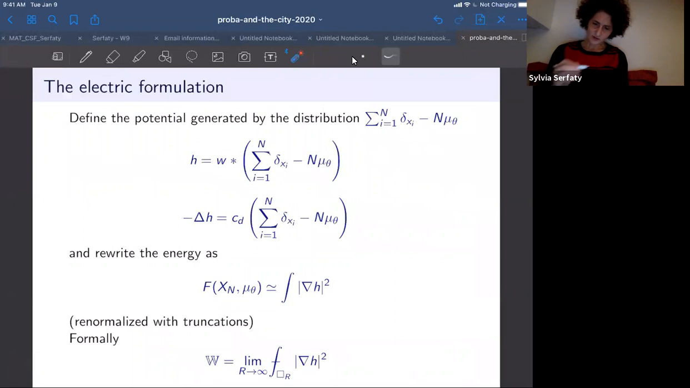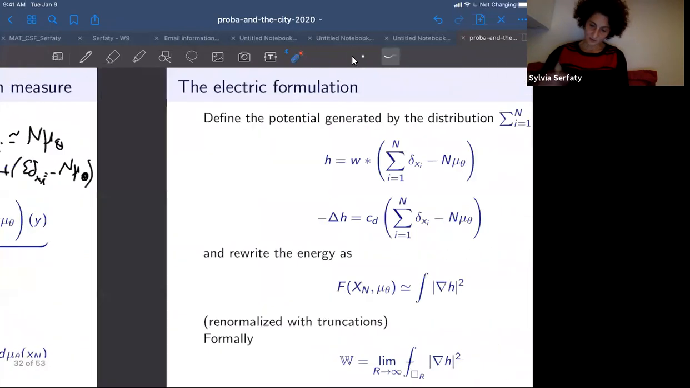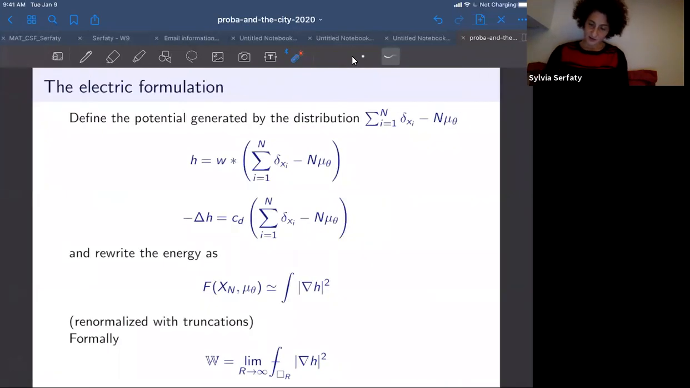So a crucial tool in our analysis that's been used since the beginning of this line of work is what we call the electric formulation. It consists in reinterpreting this type of energies in terms of an electric field. So really thinking a little bit like in physics. And what is the electric field? It's generated from a potential. So the electric potential is just the kernel W, the Coulomb kernel, convolved with the distribution of charges that you see here: the sum of Diracs at the points minus n mu theta.